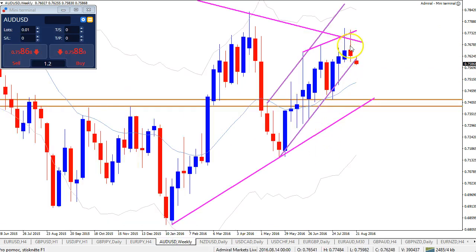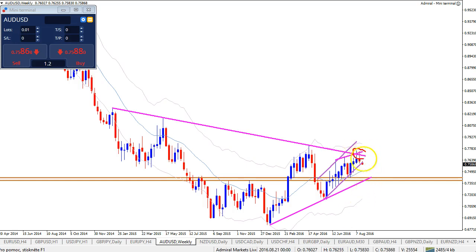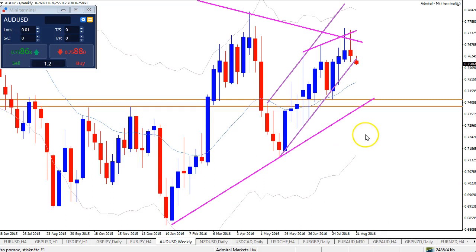Last but not least, the Aussie is certainly showing struggle here. You can see it on the daily. Two wicks there on the weekly chart. Big trend line there as well. And it is basically running out of steam.